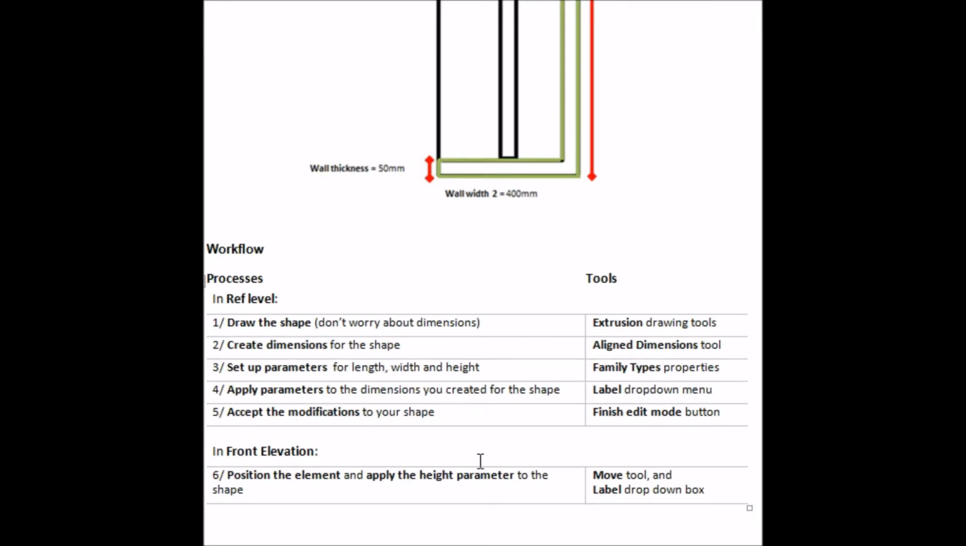Again, we'll follow the same workflow process. We will use reference level to draw the shape using the extrusion drawing tools. We'll create dimensions for the shape. We'll set up the parameters for length, width and height. We'll apply the parameters and accept those modifications. We'll then position the element, which is the walls, and apply the height parameter.